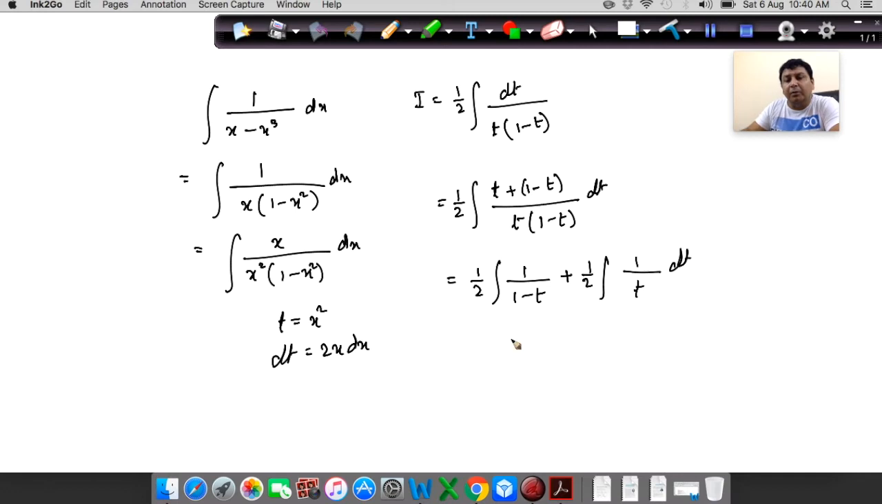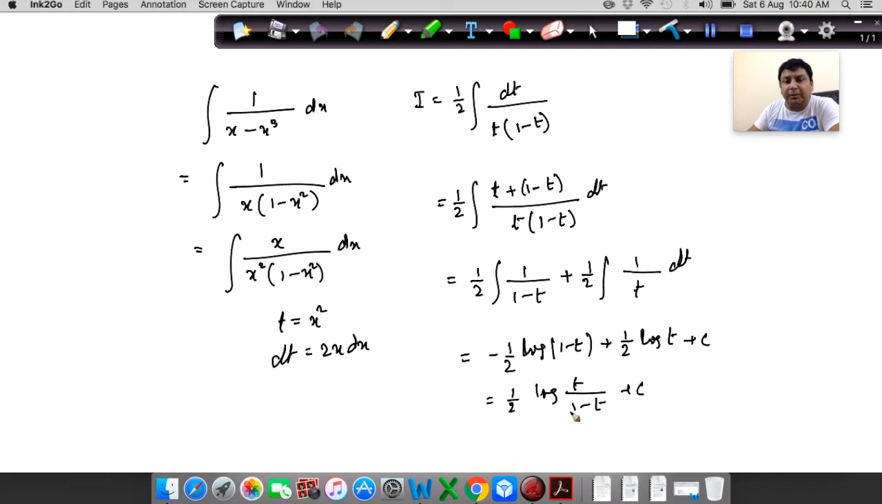And this will result in minus half log 1 minus t, minus because the coefficient of t, you have to divide by minus 1, and this is half log t plus c. So you can take half common, and this is log t minus log 1 minus t, which can be written as log t upon 1 minus t plus c. Put t back, and that's your answer. Fine.